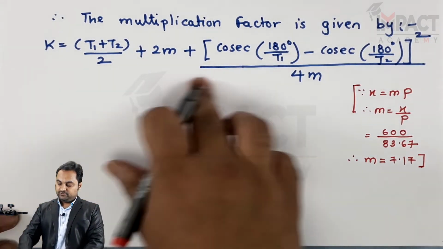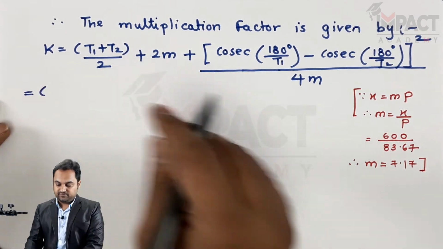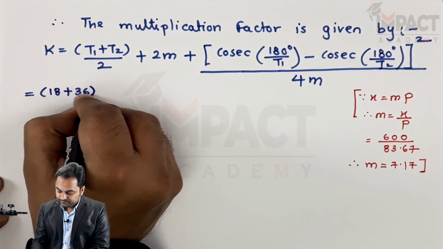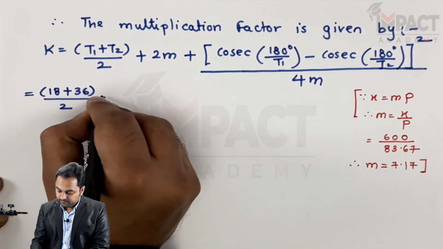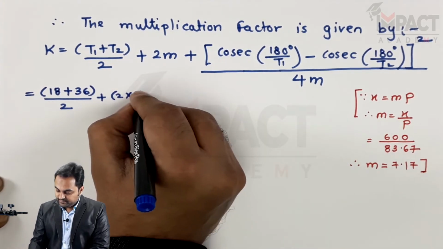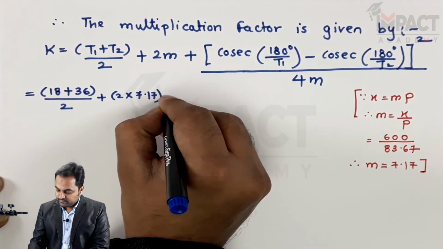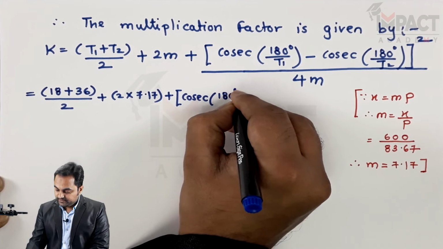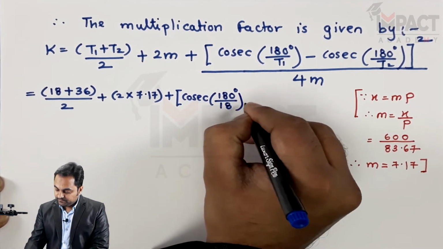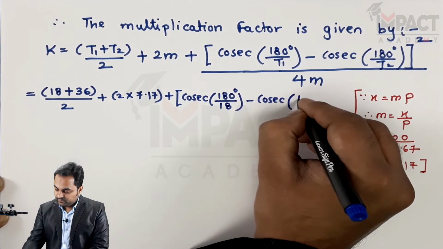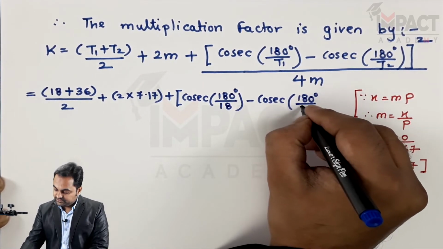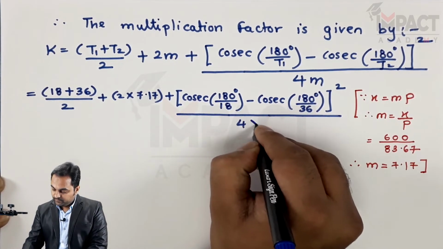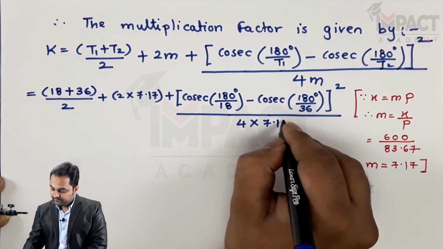Now I'll be putting all the values in this formula of K. T1 was given, it was 18, T2 was 36, by 2, plus 2 into m which is 7.17, plus into bracket cosec 180 degree divided by T1, which is 18, minus cosec 180 degree divided by T2, which is 36, whole square, upon 4m, which is 4 into 7.17.